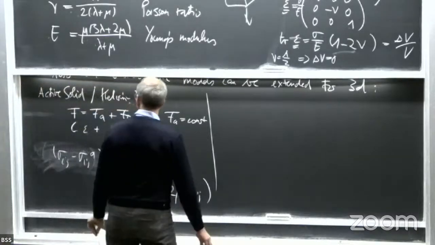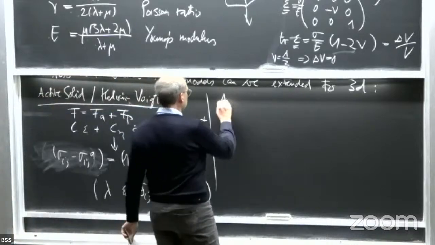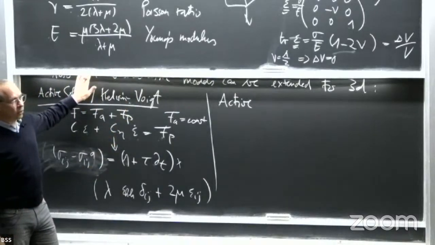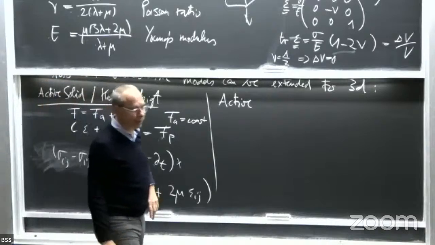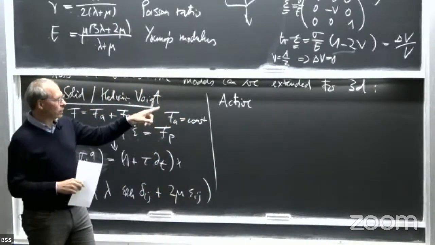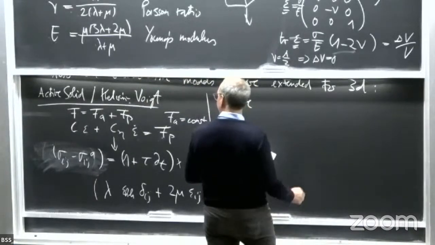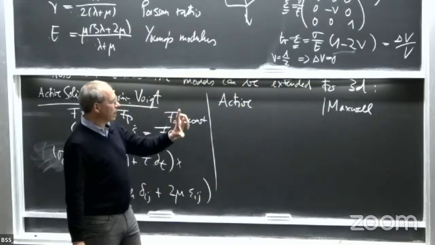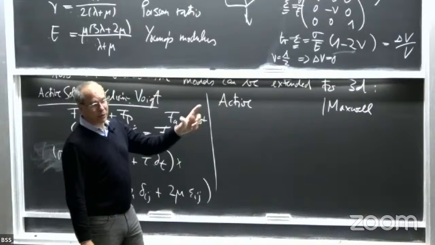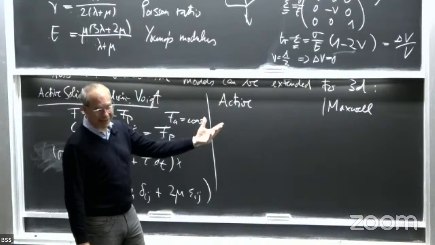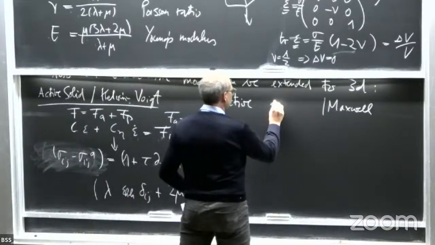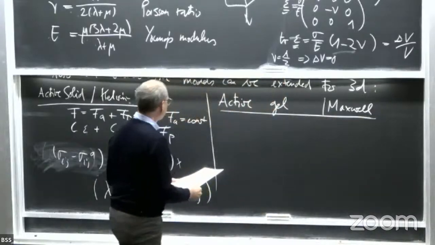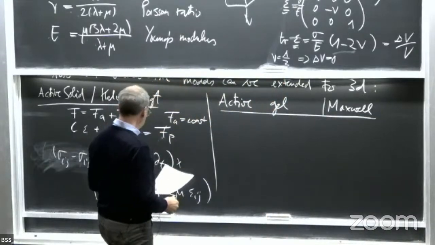Okay, and then the other model we have would be the active. Now I would write active fluid if it was only the viscosity. Okay, so I would like to write the Maxwell model, okay? So of course, in the Maxwell model, I have, okay, this we call a gel from now on. So I would call this the active gel.